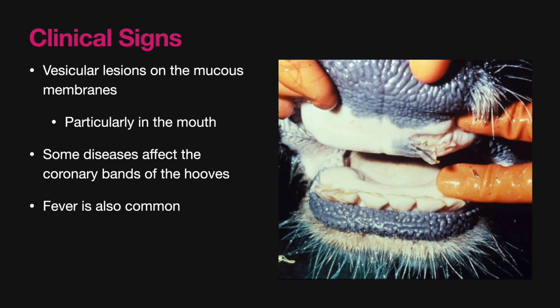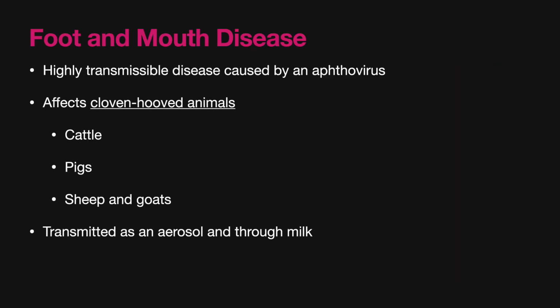As mentioned, the main clinical sign of these vesicular viruses are vesicular or blister-like lesions on the mucous membranes, particularly in the mouth. Some diseases can also affect the coronary bands of the hooves and other tissues. Affected animals also frequently have fevers associated with their disease. We will start with foot and mouth disease.